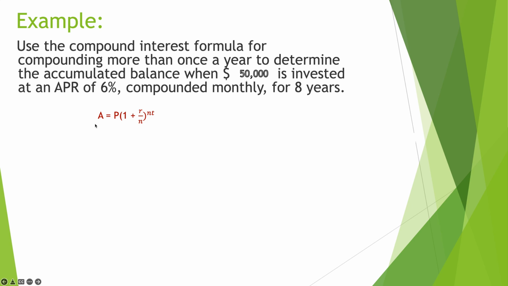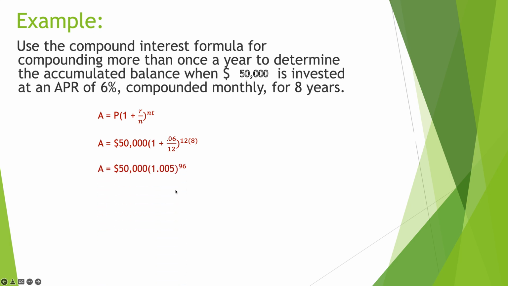Okay, so remember, P is principal. A is the amount of money in the account at any point in time, which is the principal P times 1 plus the interest rate divided by N, which is the number of times it's compounded in a year, to the power of N times the number of years. So that works out to be 50,000 times 1 plus 0.06 divided by 12, because it's monthly, which is 12 months in a year, and then 12 times 8 will give you the exponent.